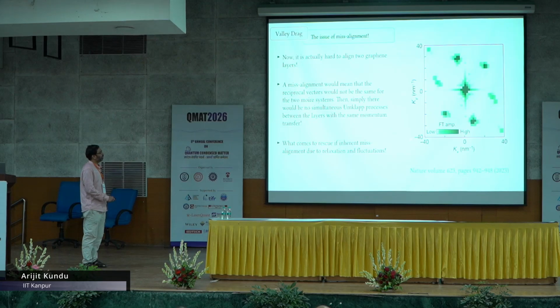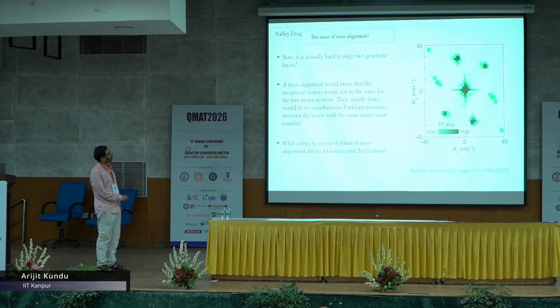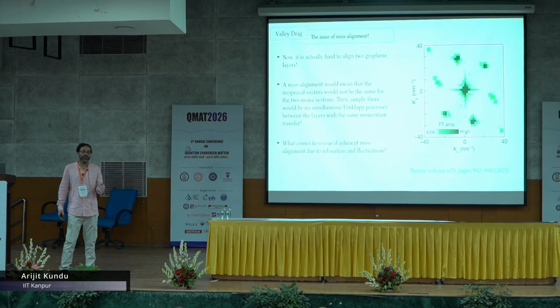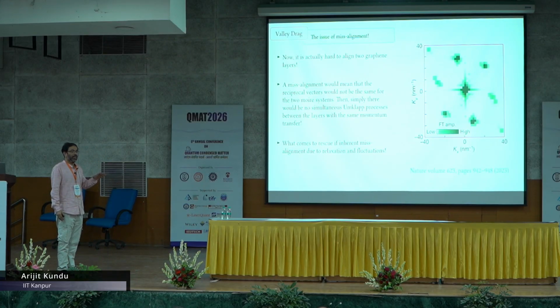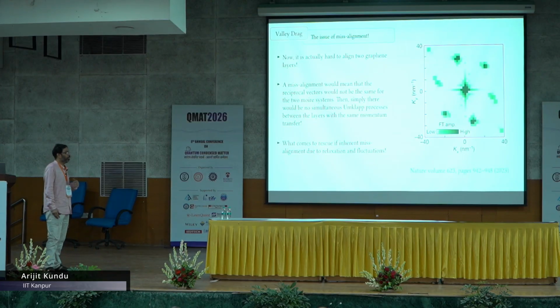So typical momentum space Fourier FFT will show you not a very sharp peak, but a broadened peak of the structure. Okay. This shows that these typical Moire systems are never perfectly homogeneous, they have inhomogeneity, and these are inbuilt, these are not disorders.